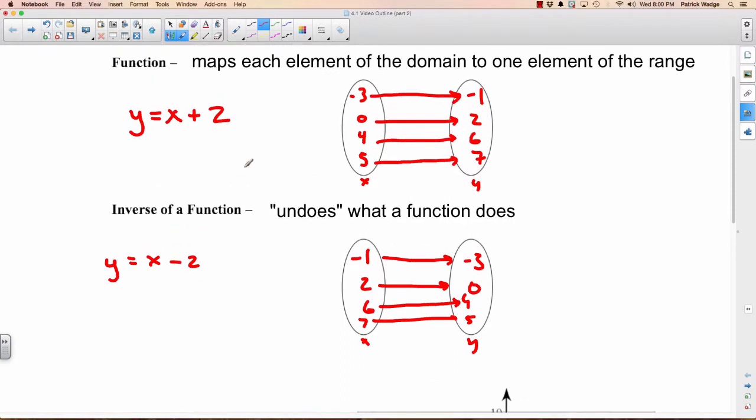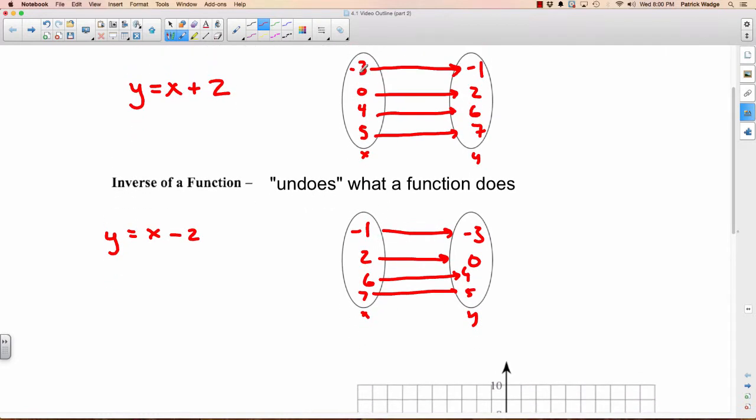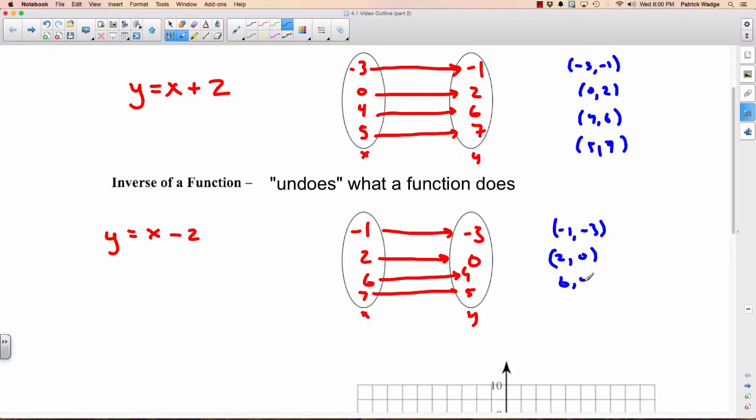So now what we're going to do is plot these. You could draw it with this mapping diagram here, but you'll remember from back in grade 10 or so, we also said another way you could write this is (-3, -1), (0, 2), (4, 6), and (5, 7). And same here, this is (-1, -3), and this is (2, 0), and this is (6, 4), and this is (7, 5). So we're going to graph both of these.